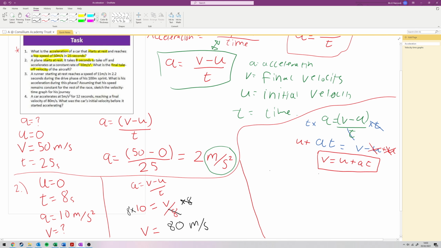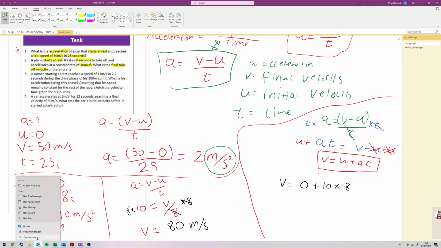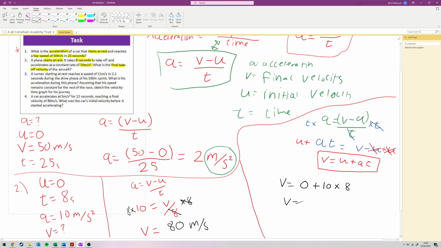Now if you did it this way, you just had to plug the numbers in. So v equals u, well we know u equals 0, plus acceleration, which was 10, times the time taken, which is 8. We get v equals, well 0, but we can just ignore that, right? 10 times 8 is 80. So we come out with the same answer, two different ways.